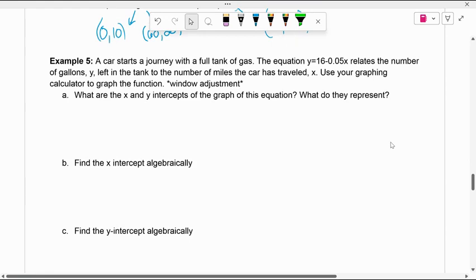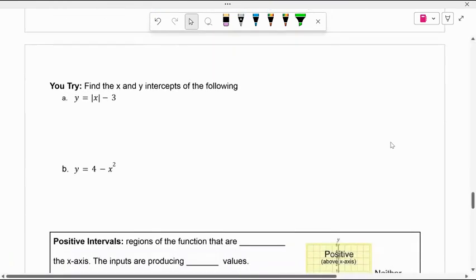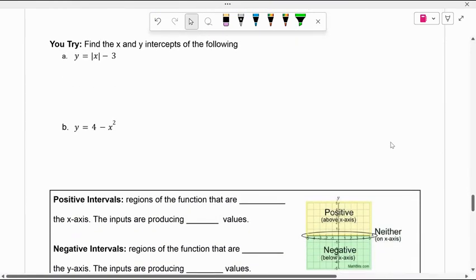All right. We're going to skip number 5. I don't think we need to do something quite like that. Let's look at the Try It problems here.